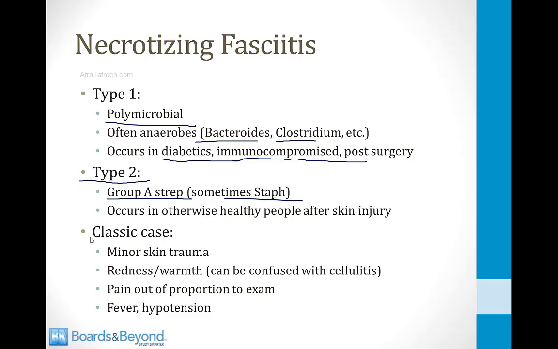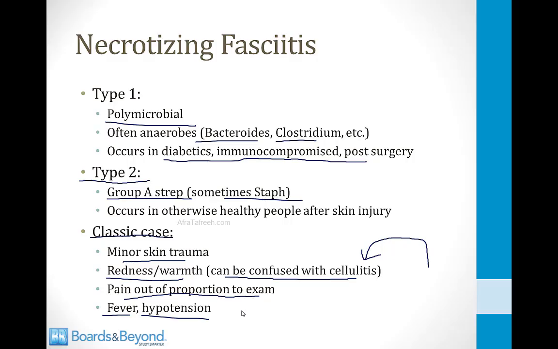So the classic case for strep pyogenes necrotizing fasciitis is someone who has a minor skin trauma. Often it's a biker who has a fall or someone who's been hiking in the mountains. They get redness or warmth at the site of trauma, and sometimes this can be confused with cellulitis. Remember what I said, this is why there are often surgical consultations done in the ER for people with skin infections. One key finding is that there will usually be pain that's out of proportion to the exam, so even though it's a small amount of mild redness, it will be exquisitely tender, and then when it becomes bad, it can cause fever and hypotension, which makes it obvious that you're dealing with a case of necrotizing fasciitis.